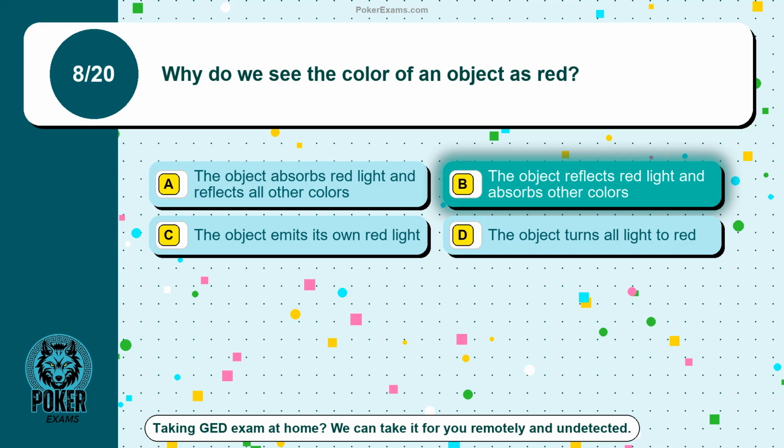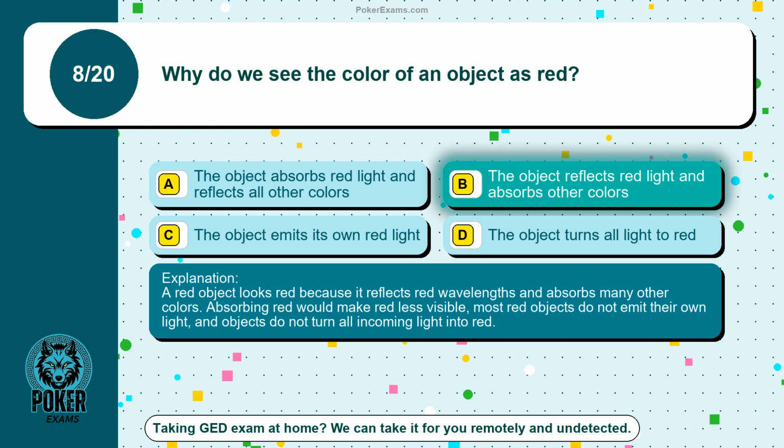The correct answer is option B. The object reflects red light and absorbs other colors. A red object looks red because it reflects red wavelengths and absorbs many other colors. Absorbing red would make red less visible. Most red objects do not emit their own light, and objects do not turn all incoming light into red.